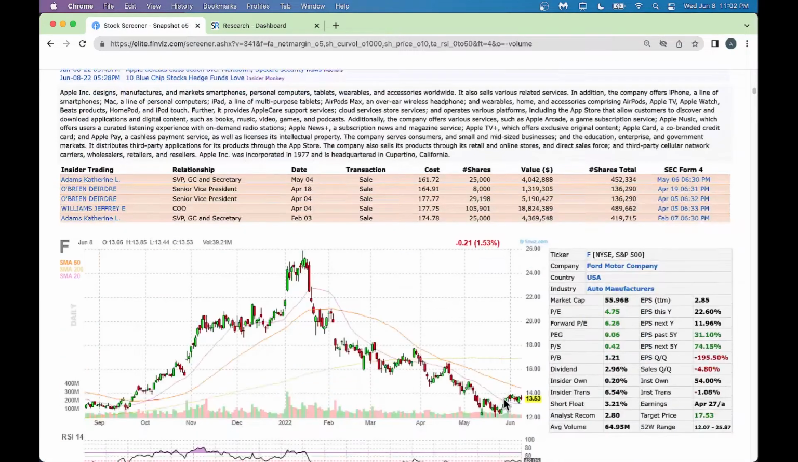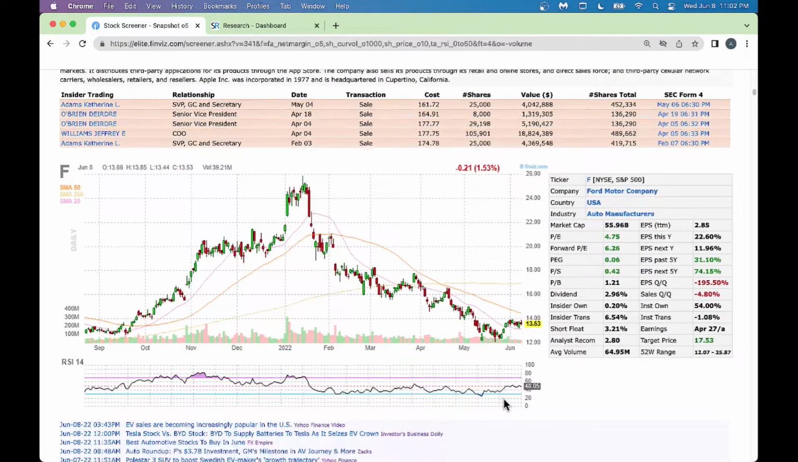And then you got a few more here. We got Ford Motors. Ford is also trying to go higher at these levels. Nice base, as you can see here. I think at these levels, RSI is also bouncing higher. You could buy Ford also here. Very cheap stock, as you can see here, just $13.